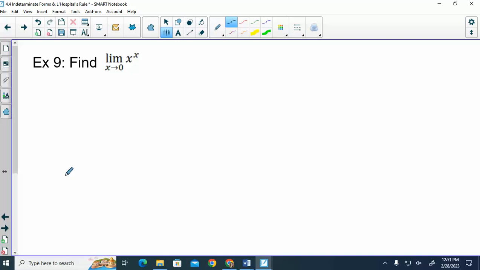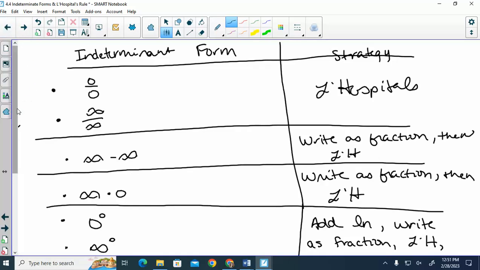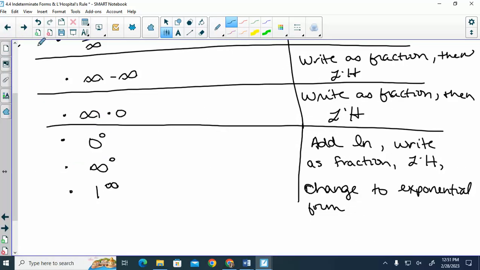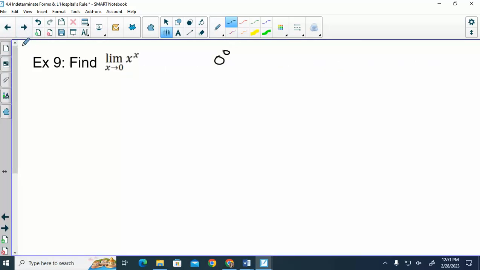Alright, x to the x. So this is currently 0 to the 0. But if I look back at my little summary, 0 to the 0 is one of the things we can't just guess what it is. It's not the same every time. So we have to treat it as an indeterminate form. We have to try to get it to a form where we can do L'Hopital.